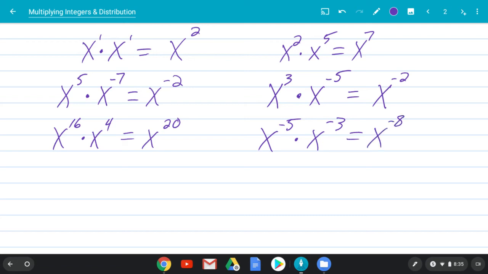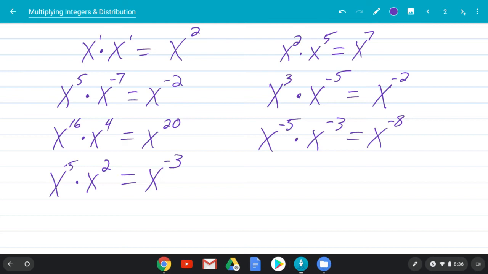What? Why negative eighth? My signs are the same, so I just add the numbers and keep the same sign. Good. One more. Sorry, x to the negative fifth times x squared. X to the negative third. Good. We good on that?